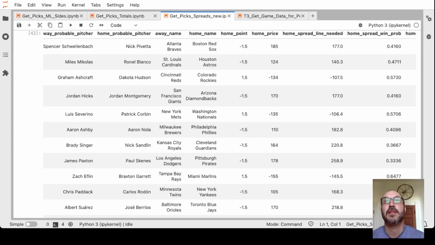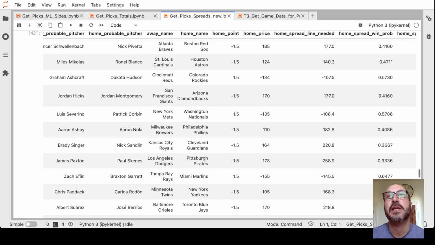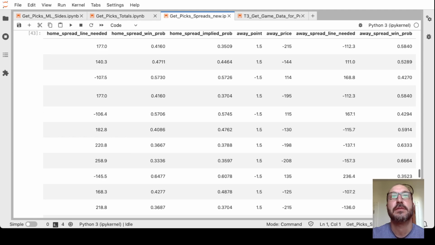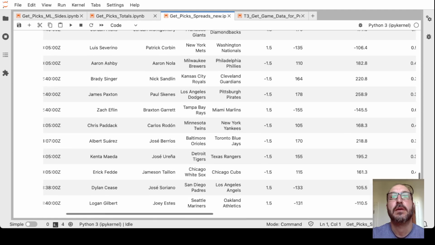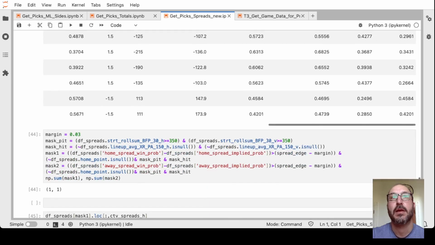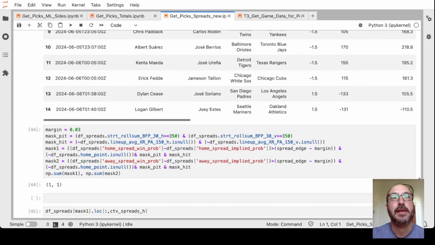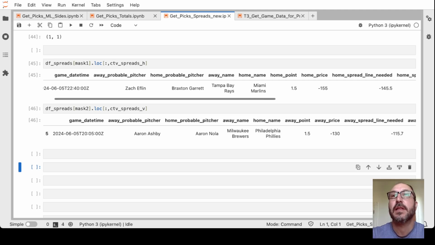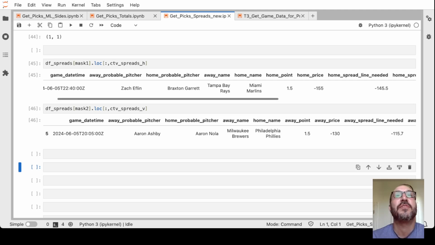Moving on to the spreads model. Here you see the whole set of games and the various probabilities against the spread each way. It's telling us to look at one home team and one away team. Home team is the Marlins again. It likes the Marlins taking the points, taking 1.5 runs, if you can get minus 145.